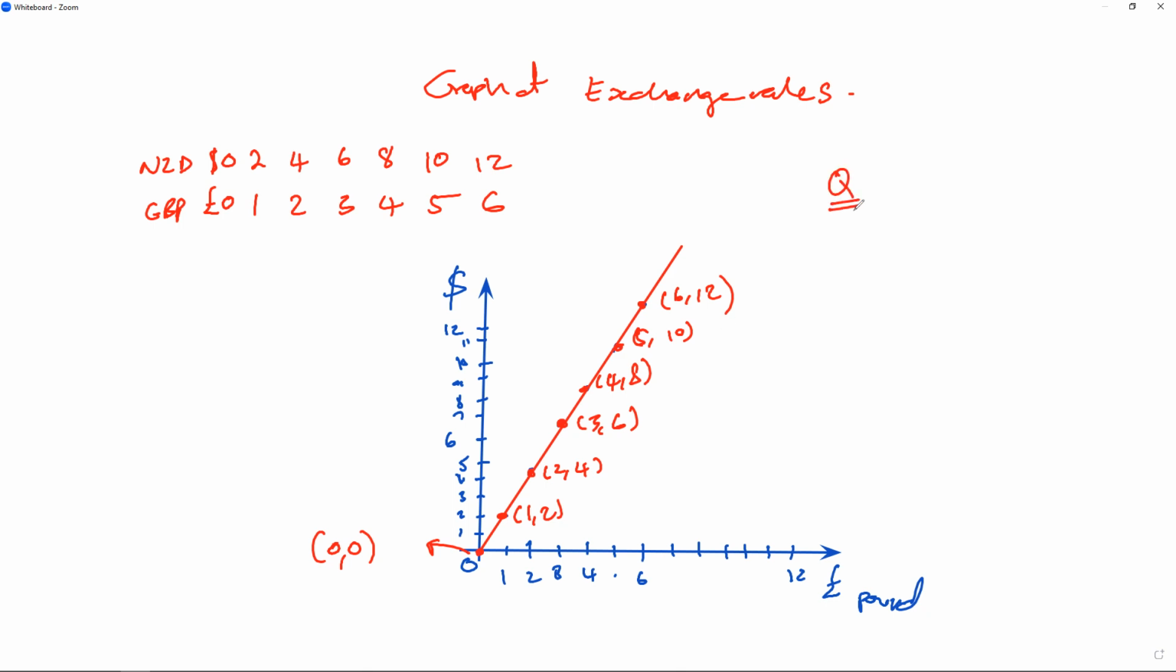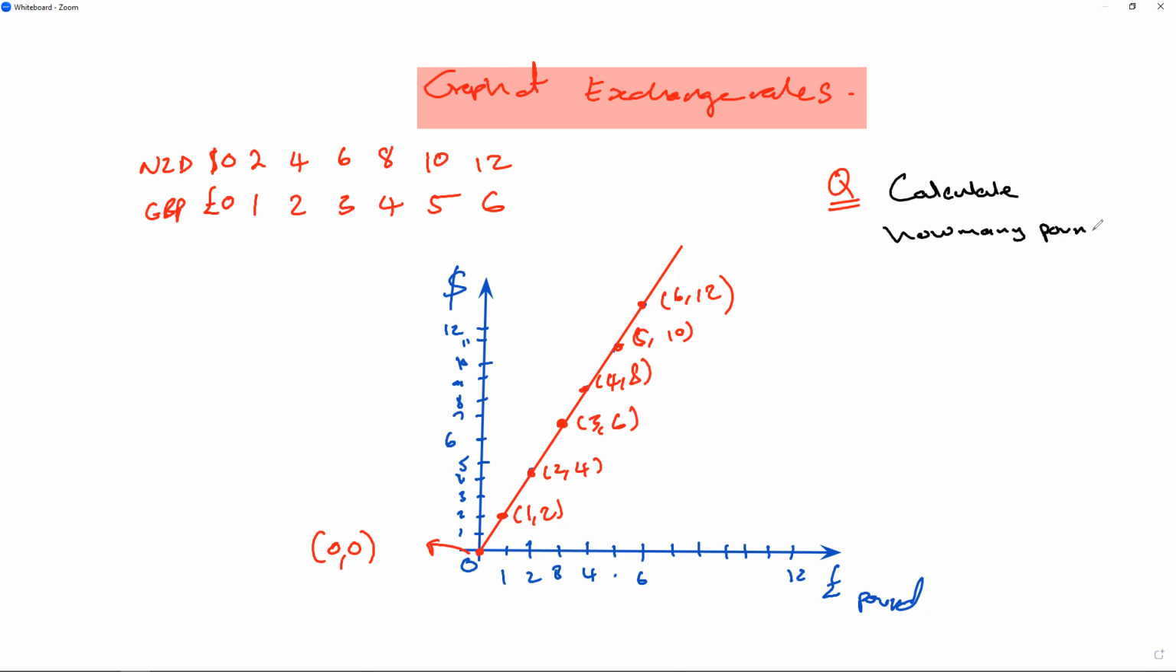And then you can get asked a question. Let me just highlight that. The question can be on the lines of, given the following graph, calculate how many pounds you will receive for $12. All right. So $12, you can see quite clearly it ends up at 6.